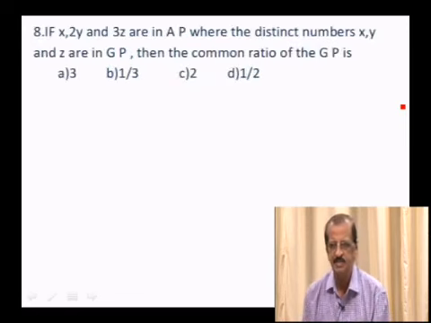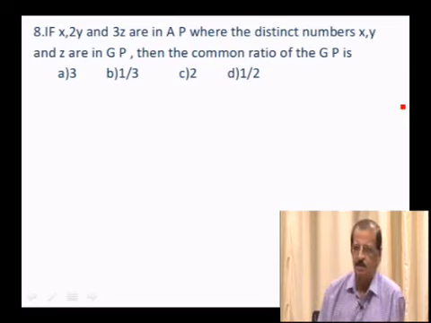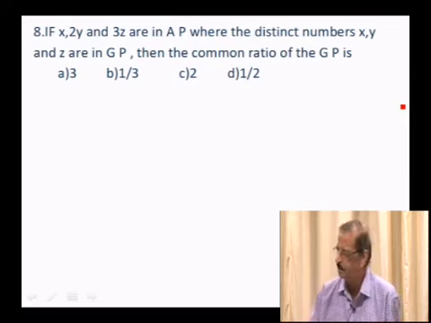If x, 2y and 3z are in AP, where the distinct numbers x, y, z are in GP, then the common ratio of the GP is: A) 3, B) 1 by 3, C) 2, D) 1 half. Of course, here you have to use both the AP and GP concept.